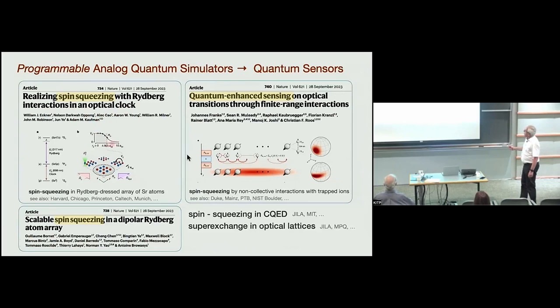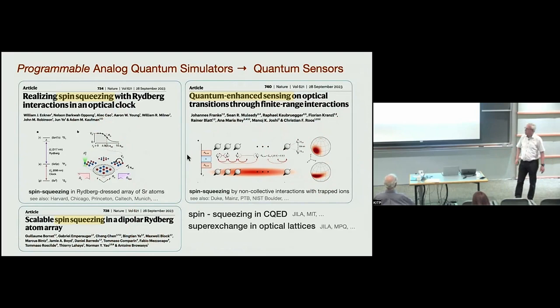We have another paper collaborating between Anna Maria and Christian Roos, the trapped ions in Innsbruck, quantum enhanced sensing. And they show also squeezing in this context. And of course, then a similar article from Antoine Prouvé's group. So you can see these are systems that we normally discuss in the quantum simulation context. They're pretty scalable to large systems. And as I said, have some programmability.